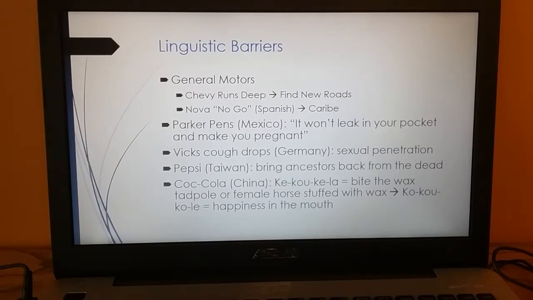So Parker pens, again, had a little problem. Its ads were supposed to say it won't leak in your pocket and embarrass you. However, the company mistakenly thought the Spanish word embarazar meant embarrass. Instead, the ad said it won't leak in your pocket and make you pregnant. So that's a good example of how you need to have a really good translator.